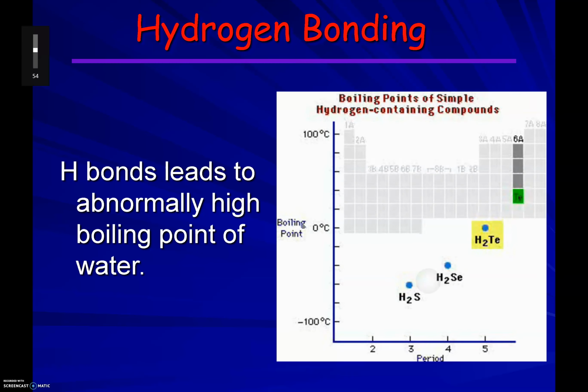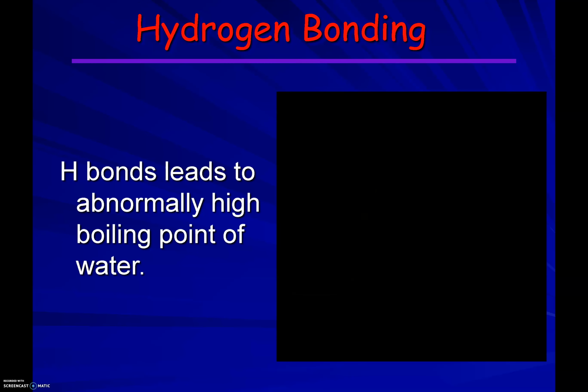Boiling points of the group 6A hydrogen compounds. A plot of the boiling points of the group 6A hydrogen compounds shows a trend. Based on this trend, we would expect the boiling point of water to be here. In reality, H2O's boiling point is much higher. This is a consequence of water's stronger hydrogen bonds.